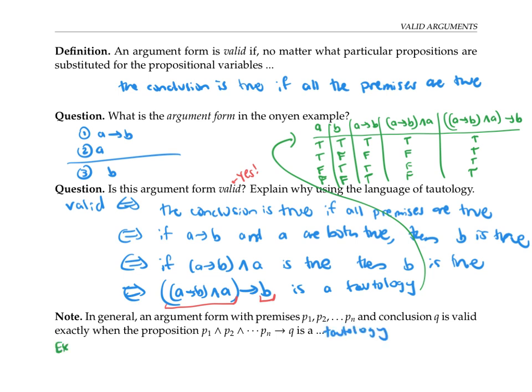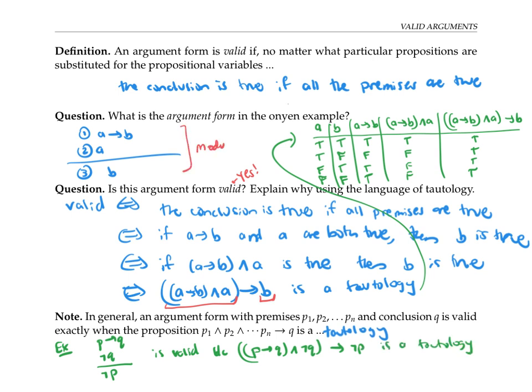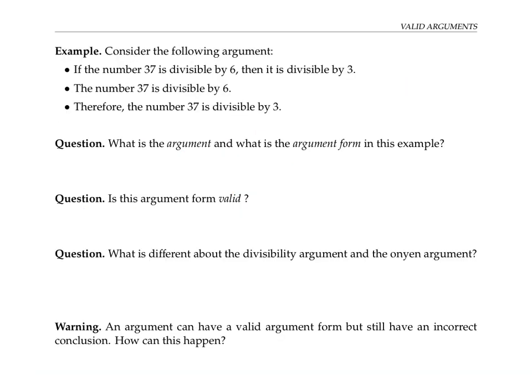So for example, the argument form P implies Q, not Q, with the conclusion not P, is also valid, because you can check that the compound proposition (P implies Q) and not Q implies not P is a tautology. By the way, this argument form is called modus ponens, and this one's called modus tollens, but there are plenty of other argument forms, some with names and some without them, because there are plenty of other propositions of this form that are tautologies. Let's look at another argument.